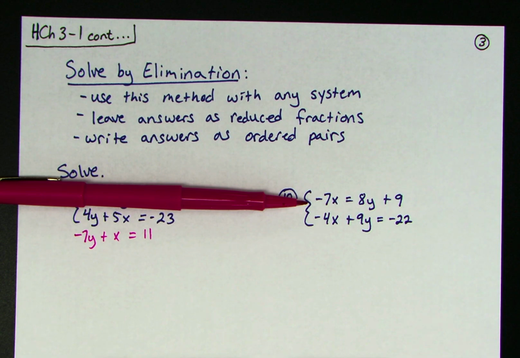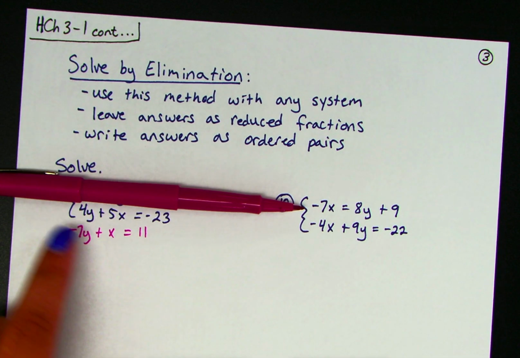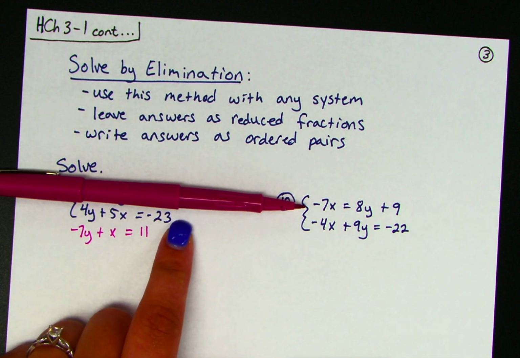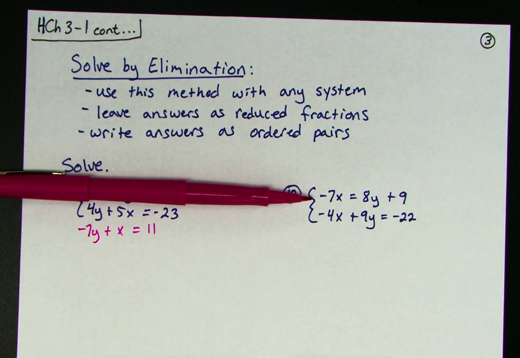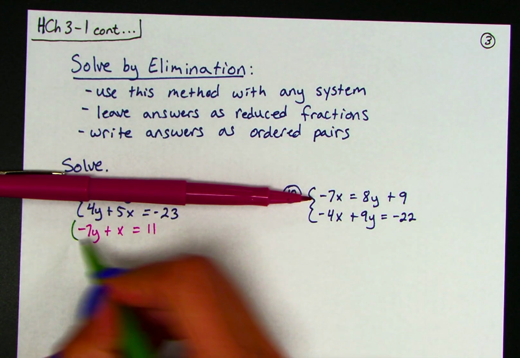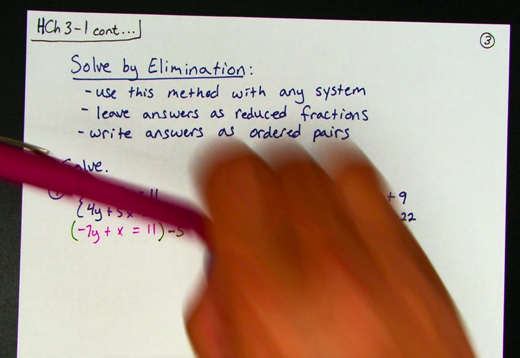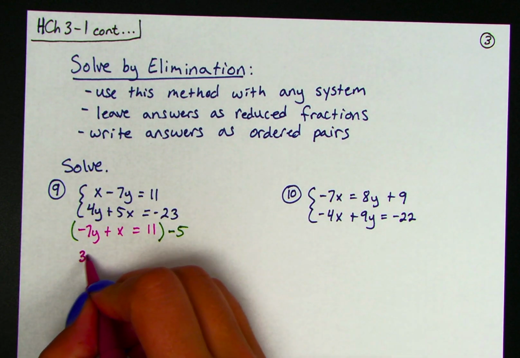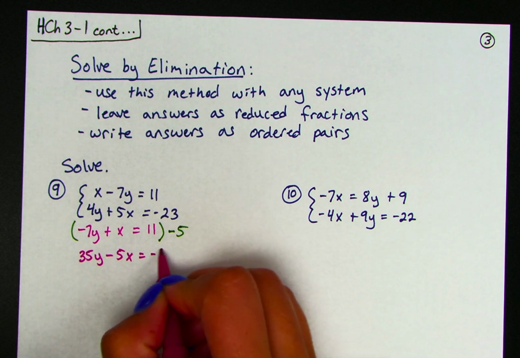Okay. Or if I chose to get rid of x, since I'm looking at this, I would multiply this by a 1, which isn't going to change anything. And then I would multiply this by 5, and I would have to make one of those numbers negative, so that way when I do add them, they cancel out. So I'm going to choose to eliminate the x value, and I'm going to do that by multiplying this equation by negative 5. Okay. So this will be 35y minus 5x equals negative 55.